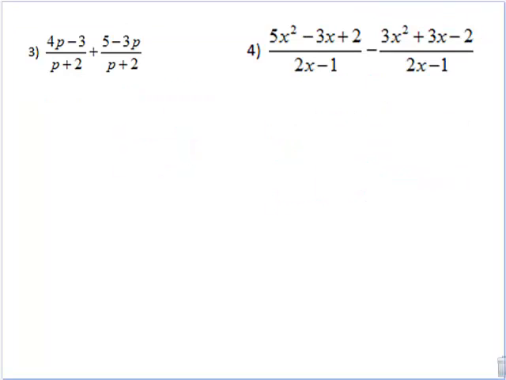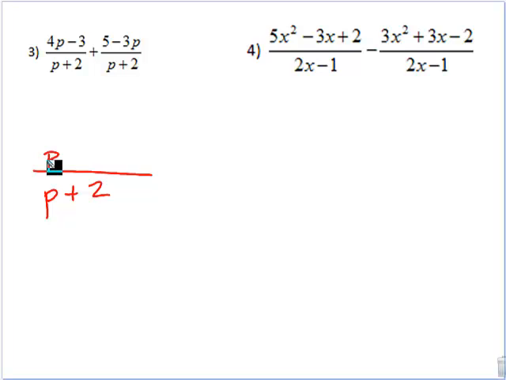Let's look at these two. Number 3, 4p minus 3 all over p plus 2 plus 5 minus 3p over p plus 2. So what do we know the denominator is for sure? Okay, we got the denominator, p plus 2. Numerator, we are adding, so we need to combine the like terms. So 4p, what are we going to add to that? To the minus 3p, so what's 4p plus a negative 3p? P. 4 minus 3 is 1.